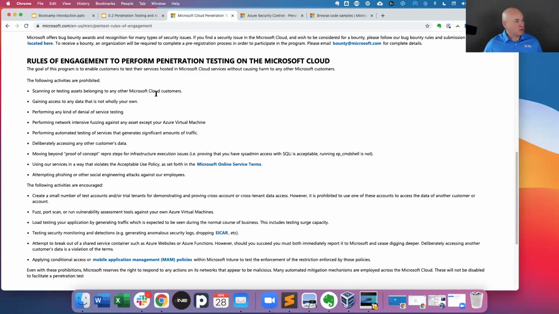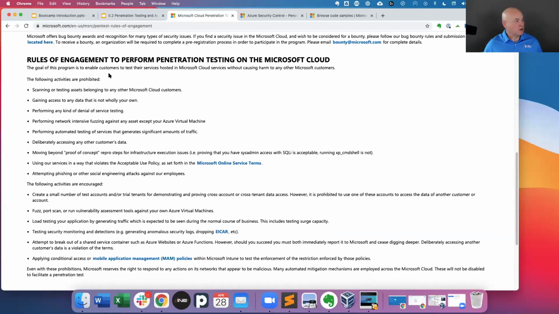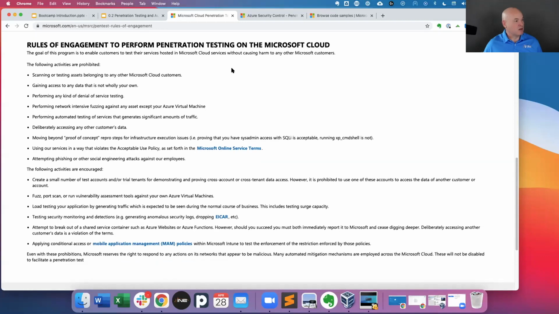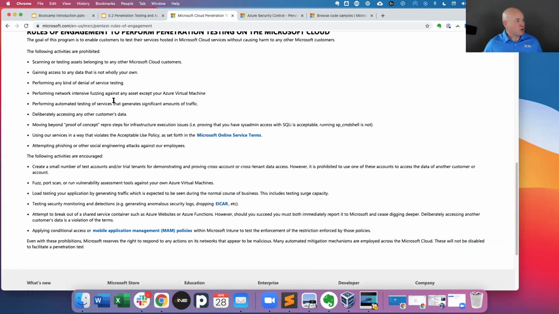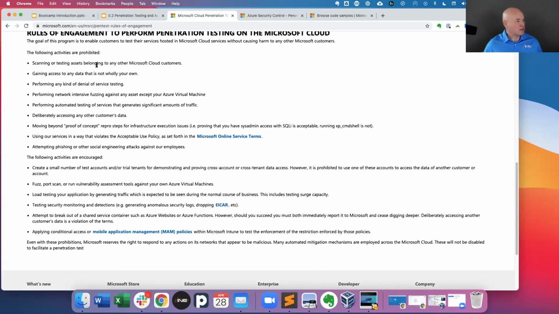Rules of engagement for performing penetration testing on Microsoft Cloud: the goal of this program is to enable customers to test their services hosted on Microsoft Cloud services without causing harm to any other Microsoft customers. So the following activities are prohibited: scanning or testing assets belonging to any other Microsoft customer. A lot of these things are common, but this is a shared environment, so this is where some of the rules of engagement are a little bit different. Also prohibited is gaining access to any data that is not wholly your own.